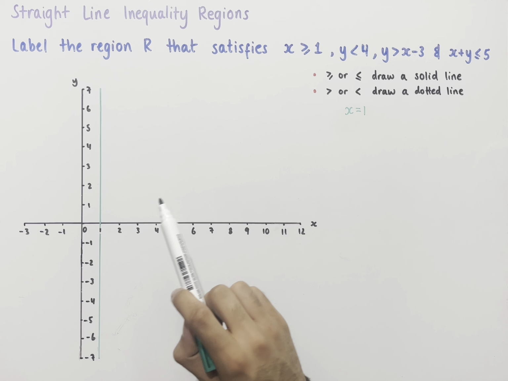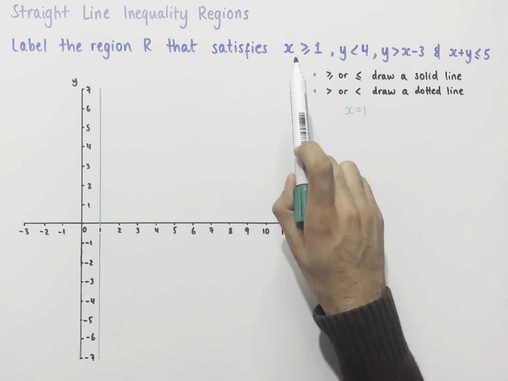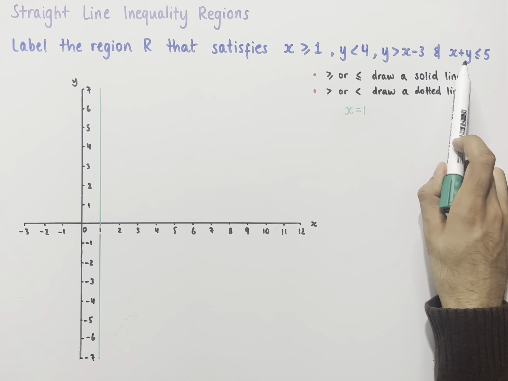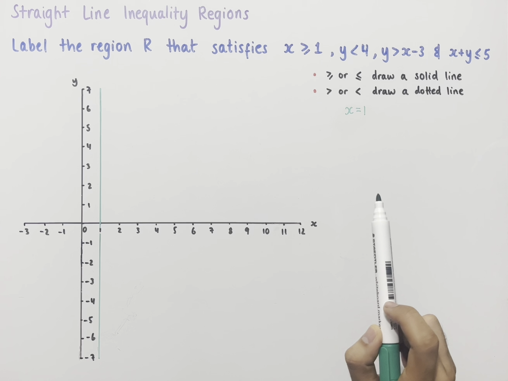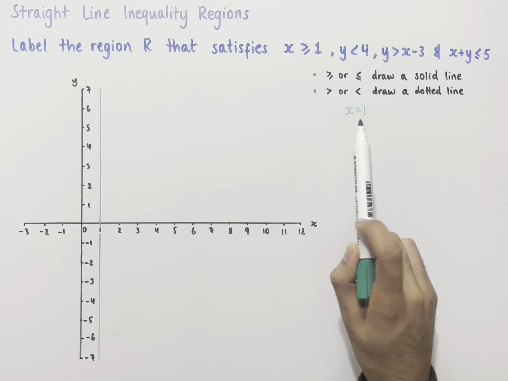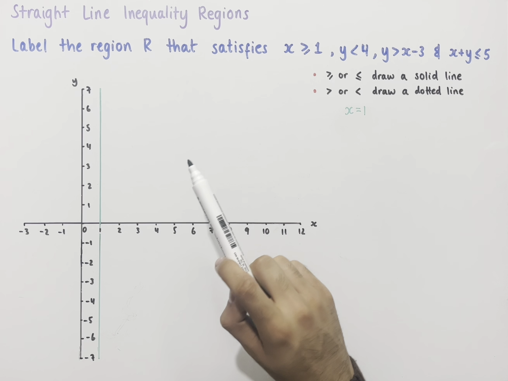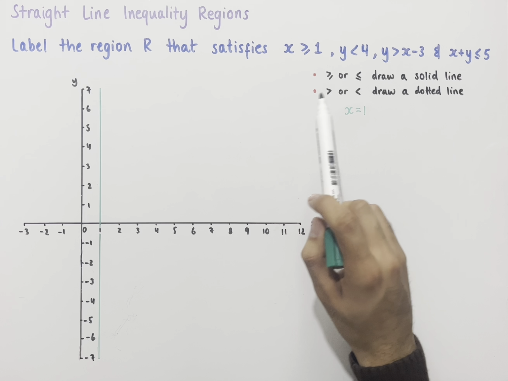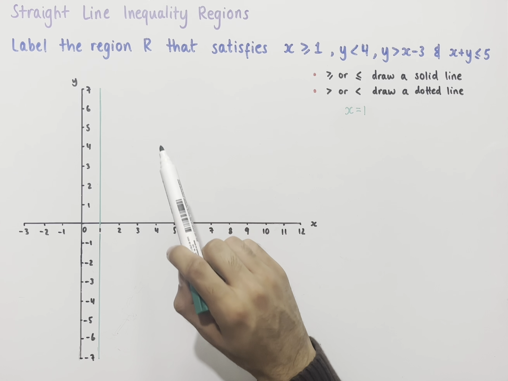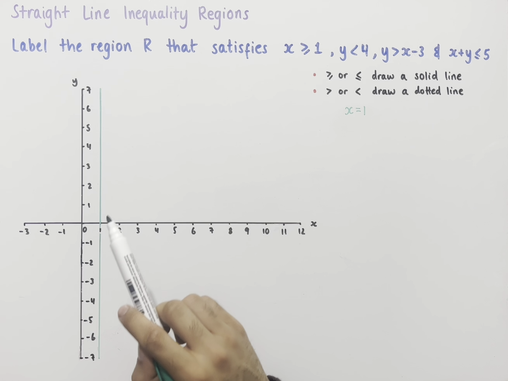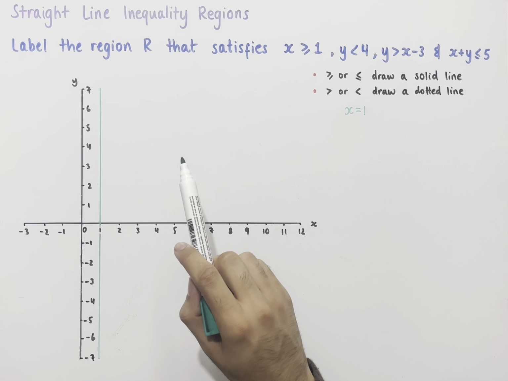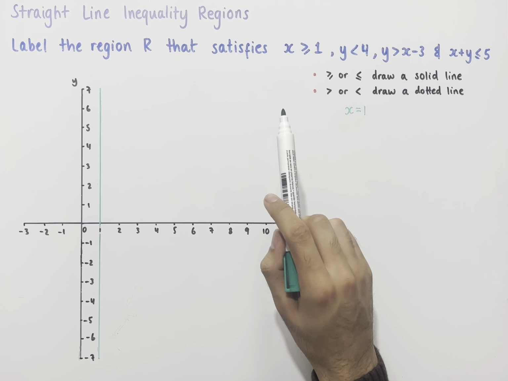Now, there are two approaches we can use. Either we can shade all of the regions that satisfy these inequalities and then look at the intersection, which is the region which will be labeled as R, or we can do the opposite and shade the region that we do not want, and then whatever is not shaded on the diagram will be the region R. And so that is the approach that we'll be using, which is to shade the regions that we don't want.